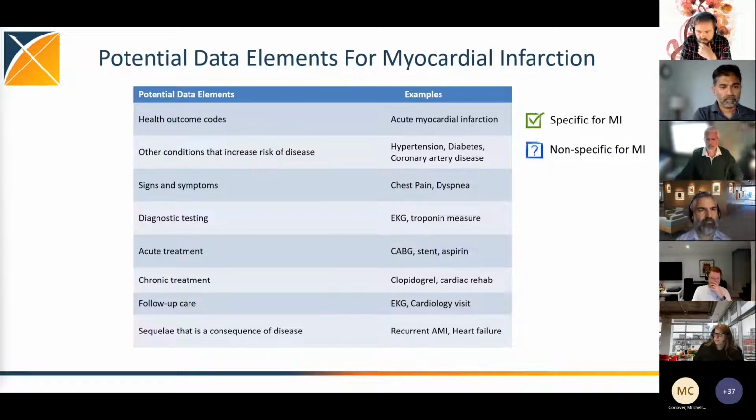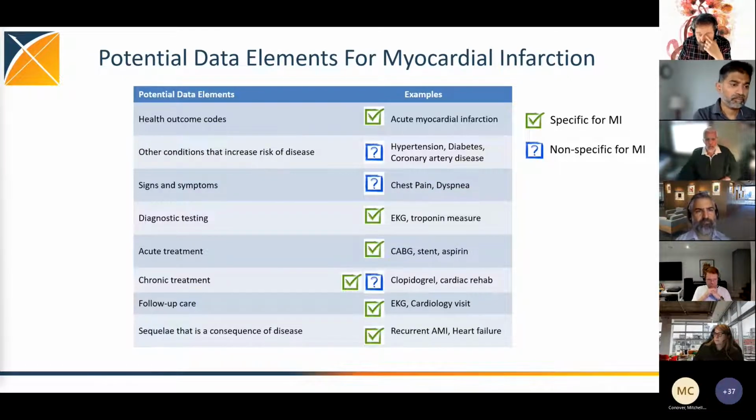And what we see is that some of these are going to be specific for MI, and some of these are going to be non-specific. And with these models, the more specific they are for the condition, the better the model is going to be able to predict. So in this case for MI, we actually have a lot of these green check marks, which indicate that they are very specific for myocardial infarction.